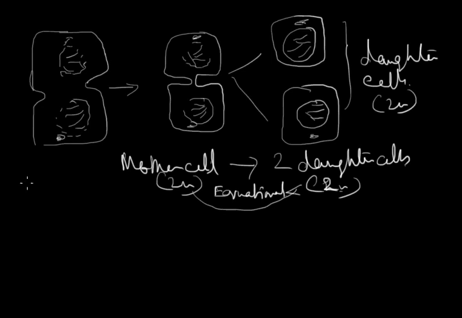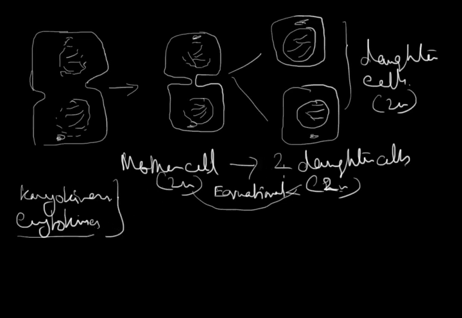Amphiastral cell division is also known as astral division because of the formation of astral rays. So this is the karyokinesis. After karyokinesis, cytokinesis occurs, and these daughter cells are produced after cytokinesis. This is the total division of the cell during the mitosis process.